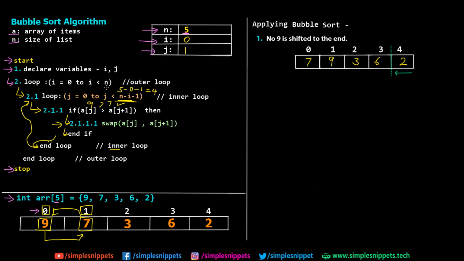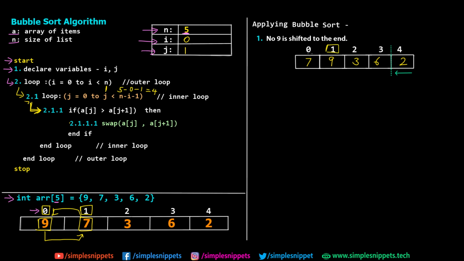j has incremented to 1. Now is 1 less than 4? Yes. So we will again go inside this loop. So let me just erase these inner steps. Again we will go inside this inner loop, 2.1.1. Here we are again checking if a of j is greater than a of j plus 1. Now what is a of j? Currently the j value is 1. So what is the element at index position 1?